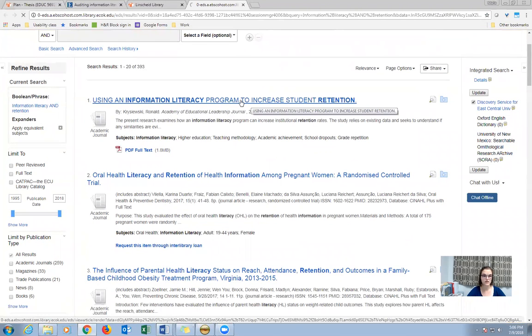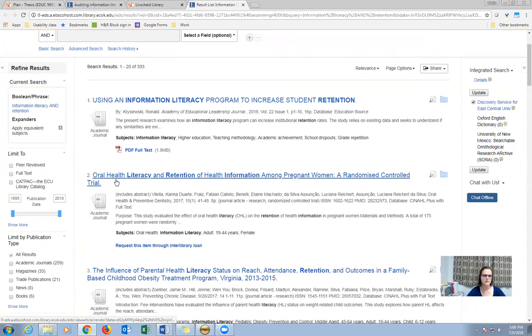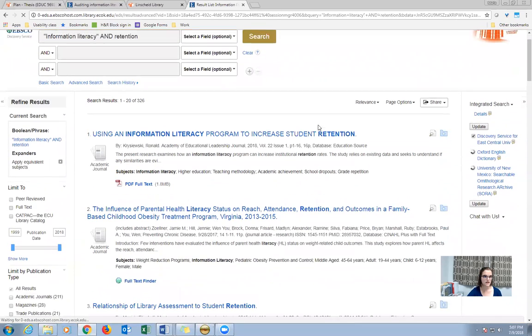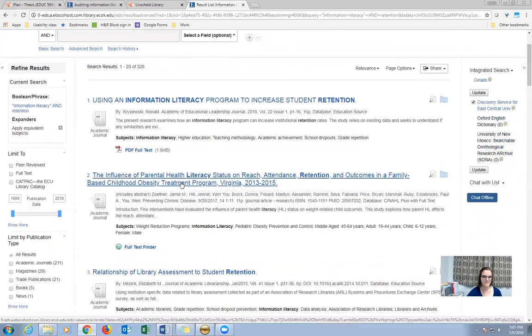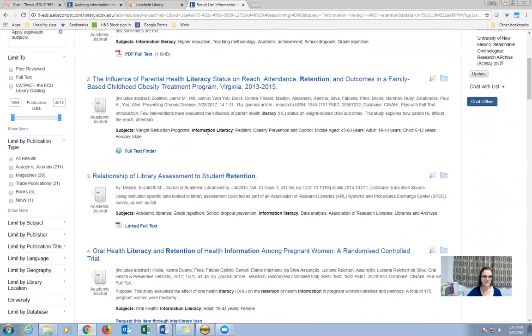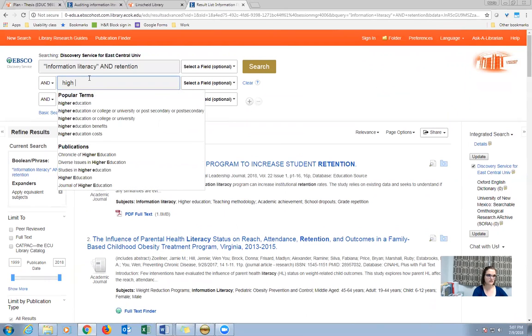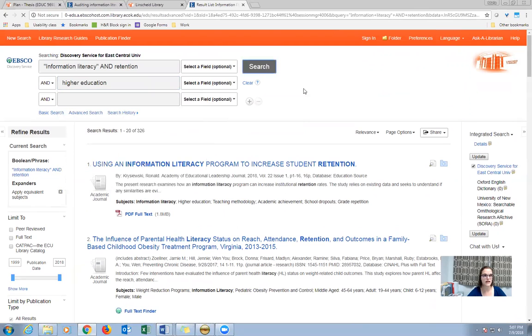And wow, this first article seems very relevant, but the second article, I'm getting something about health literacy, because information and literacy are separated. So I'm going to go ahead and narrow down my results by putting quotation marks around information literacy, which will search that as a phrase instead of individual words. So I searched that, and I still get some information that's not relevant because it says information literacy in the subjects. So I'm going to limit to the universities and say higher education.